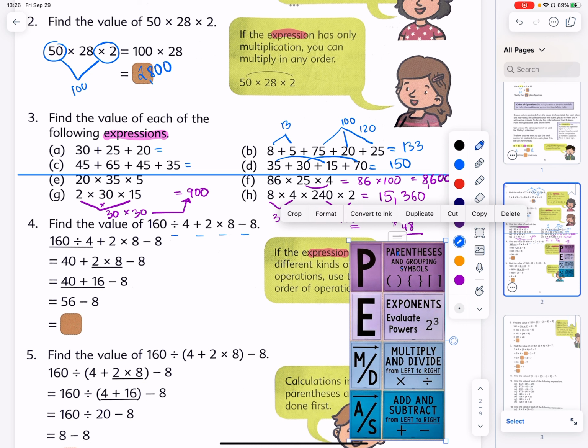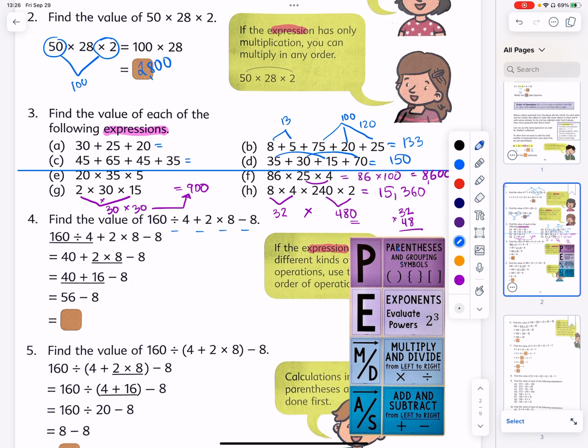So we are left with multiplication and division left to right. We have 160 divided by 4. We address that first. We solve that first. 2 times 8, we solve this second. And left to right in the order of appearance, addition, subtraction. So then we can add, and finally we can subtract.